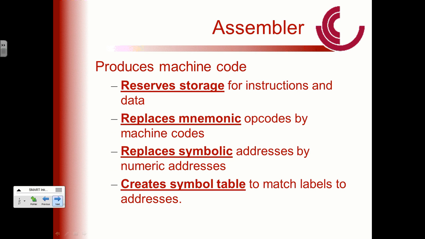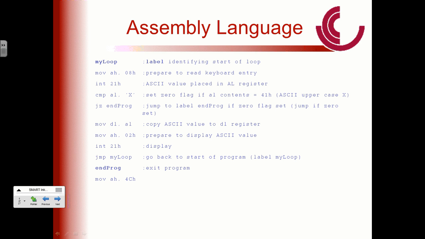And this is what an assembly language program looks like. We have my loop as a label, and then MOV AH, and then there's a memory location, and another memory location. On the left of each of these you have your mnemonic, and on the right you have either your data, your memory location, or a label of some kind. Like JMP my loop, you have your instruction and a label, and then elsewhere you have different things.